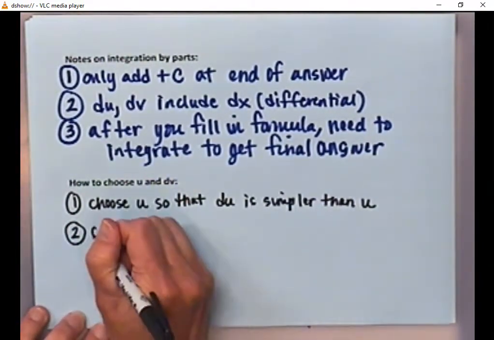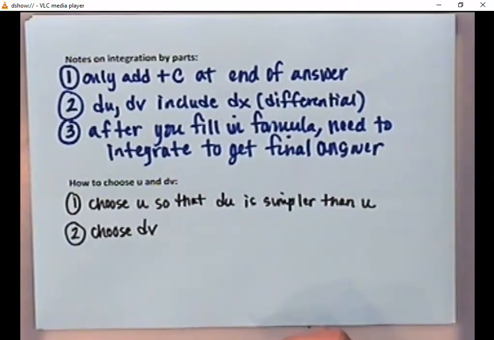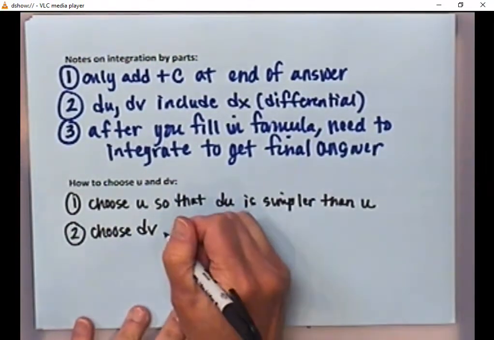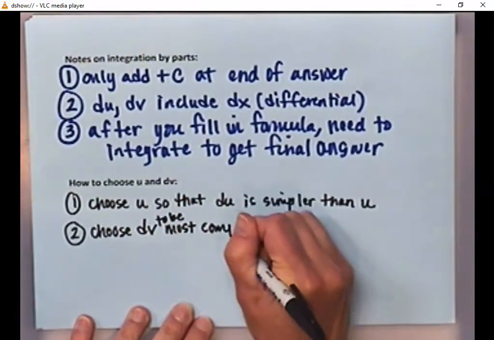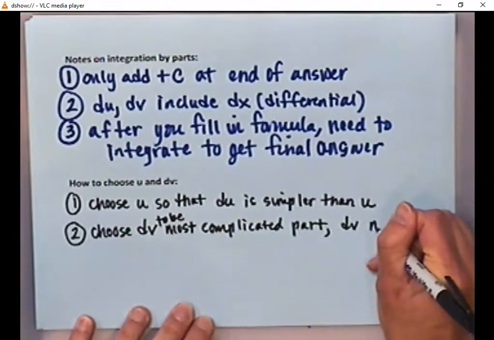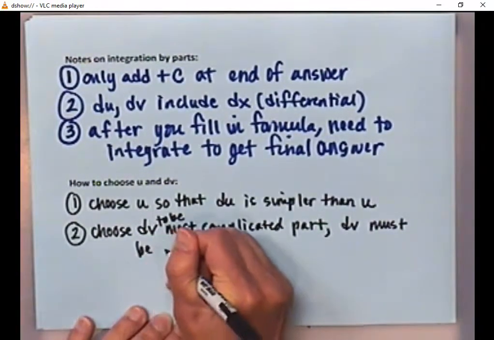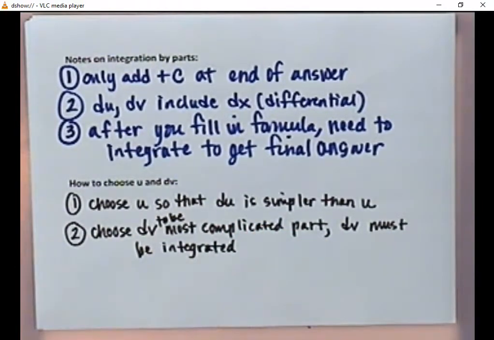Now, when you're choosing dv, you have to remember that that will need to be integrated. So you have to make sure you choose dv so that you can easily integrate it. So usually we'll choose dv to be the most complicated part. But just remember that dv must be integrated. So if you're looking at dv and you don't know how to integrate it, that's going to be an issue. So that might not be the best choice for dv. It does tend to be the more complicated part than u, but you have to keep in mind you are going to have to integrate it.